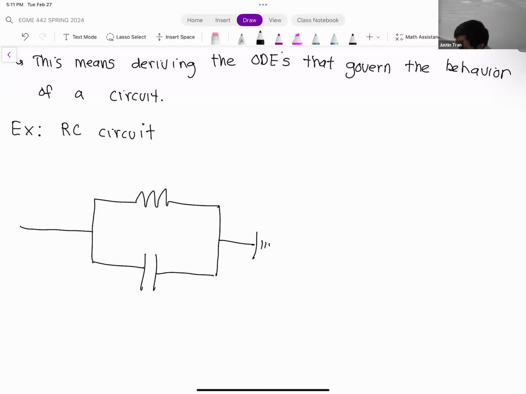We have one resistor and one capacitor. This little symbol that I put at the end here is called ground. Ground is simply a reference point, and for our purposes, we're going to assume that ground has a pressure of 0. That's going to be relevant in a second.